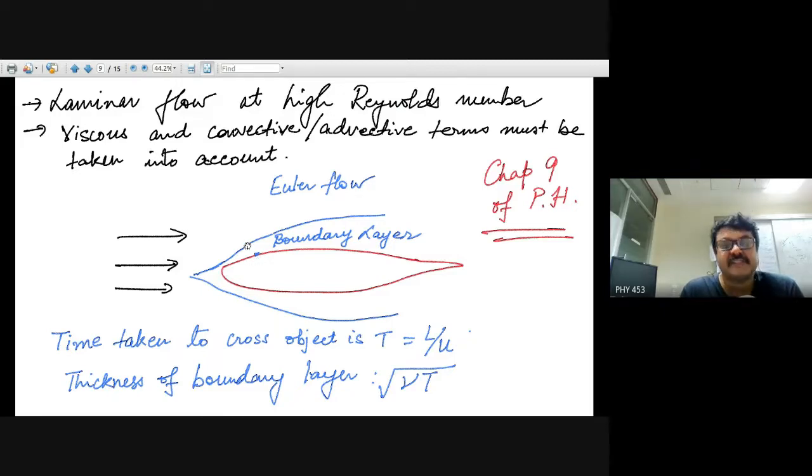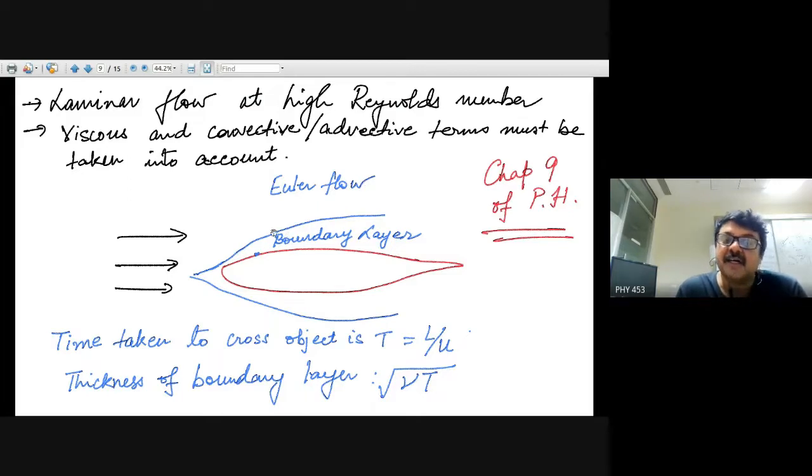The length scale over which the velocity will change, or the effect of the velocity change will be felt, assuming laminar flow, is determined by the time taken. Suppose it flows over 1 second, then the velocity change will occur over a length of the order of the square root of nu t, nu being the kinematic viscosity, times time. Here the velocity is zero, and here it is high. The length scale of this effect is root nu t, assuming a laminar boundary layer, and outside that, you can well work with Euler flow.